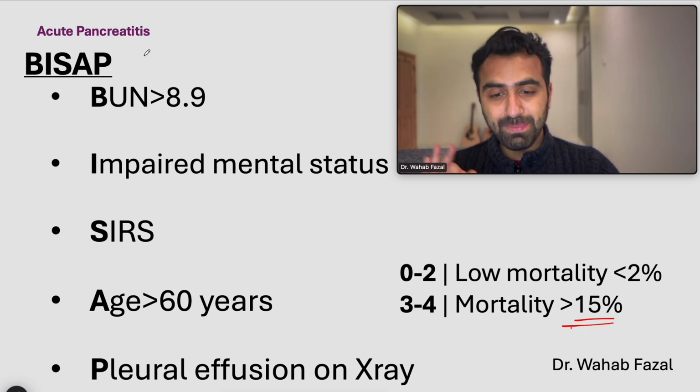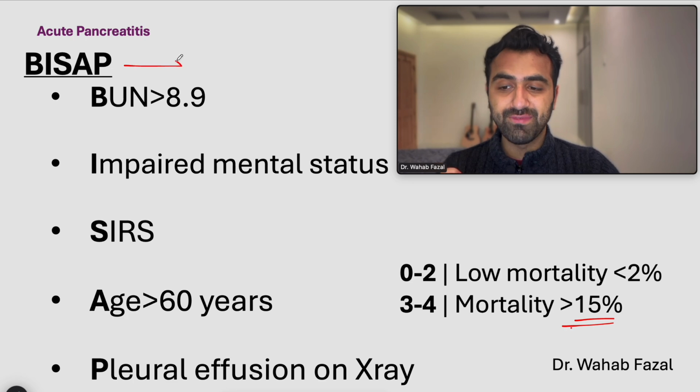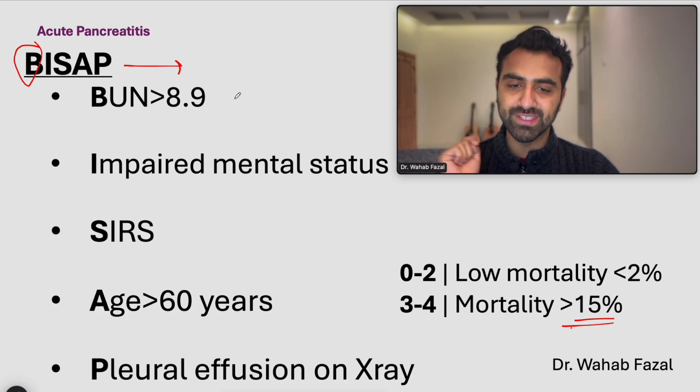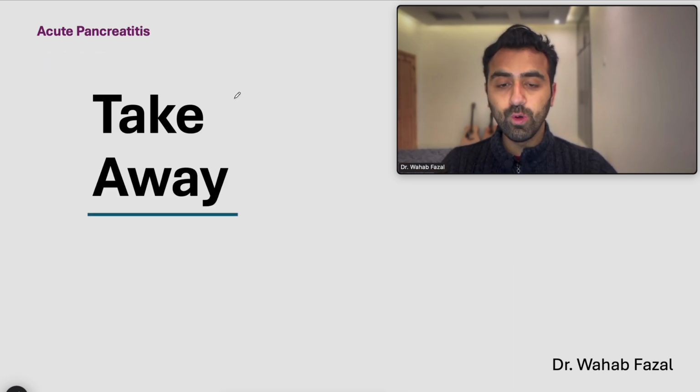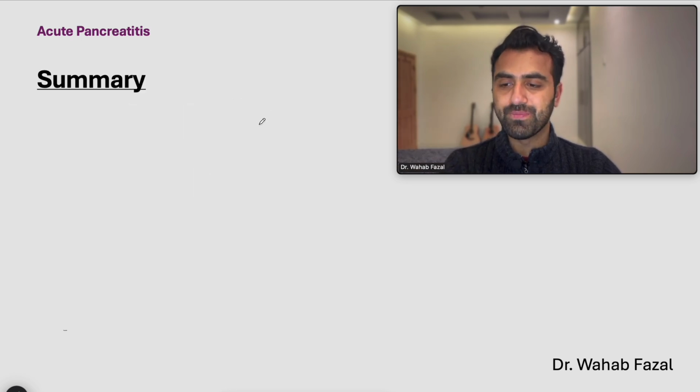I like this BISAP score really much because it's very, very easy. It's something that you can do very easily off the top of your head. You can do, as you said, bedside index of the severity of acute pancreatitis. Therefore, I use it. So what's the takeaway from this lecture?